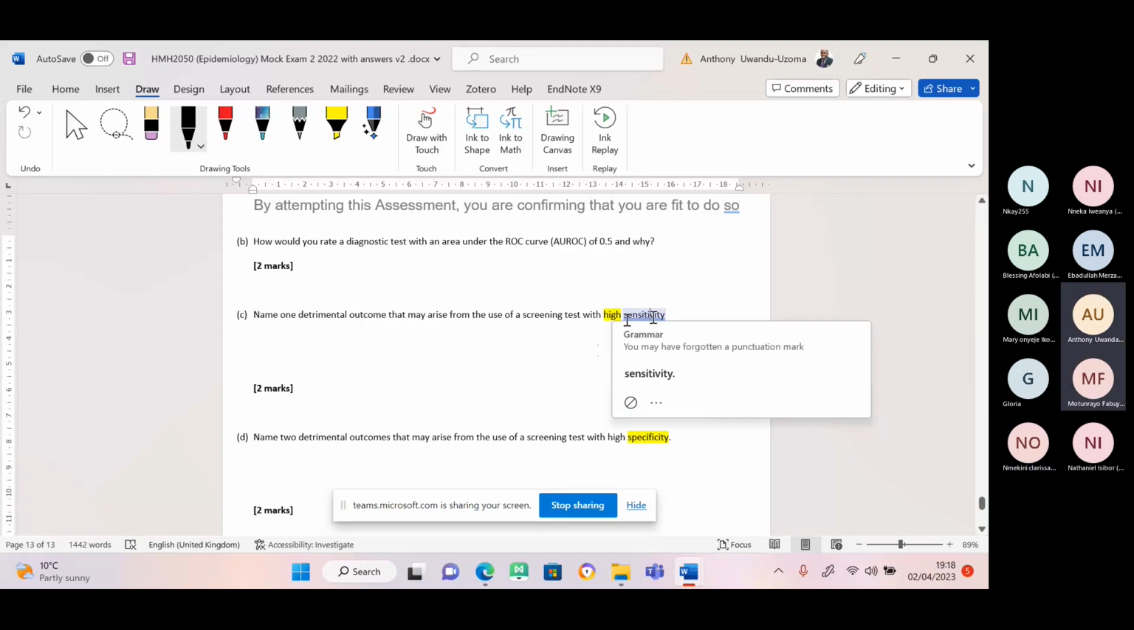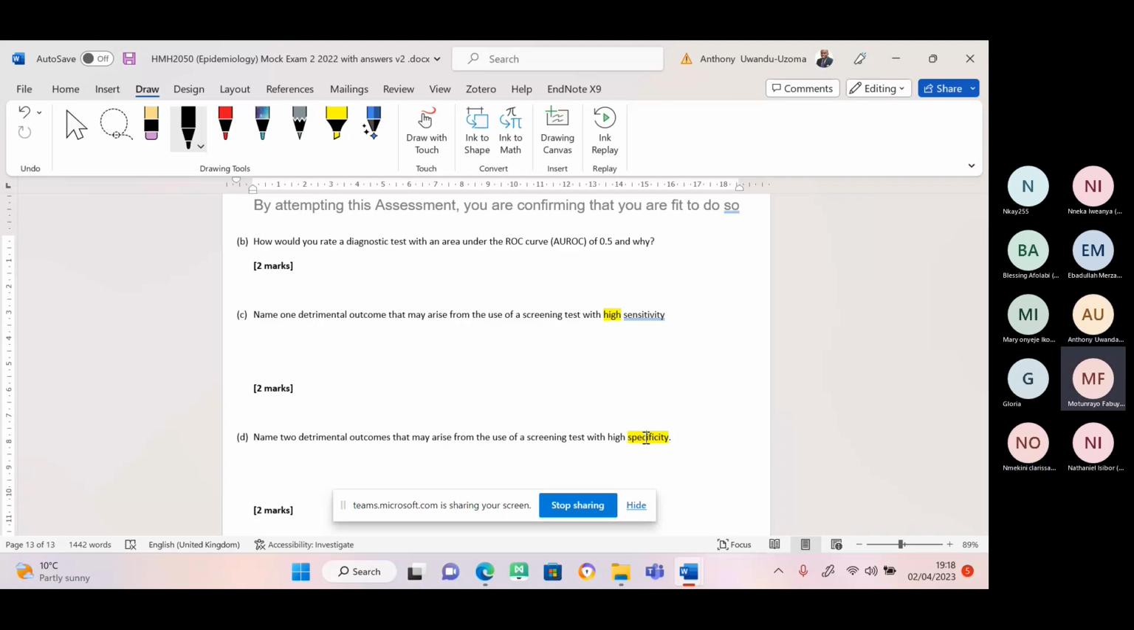So basically, when the test is highly sensitive, it can detect positive cases when they are available. Can you write it down? When the test is highly sensitive, it can detect positive cases when they are available.